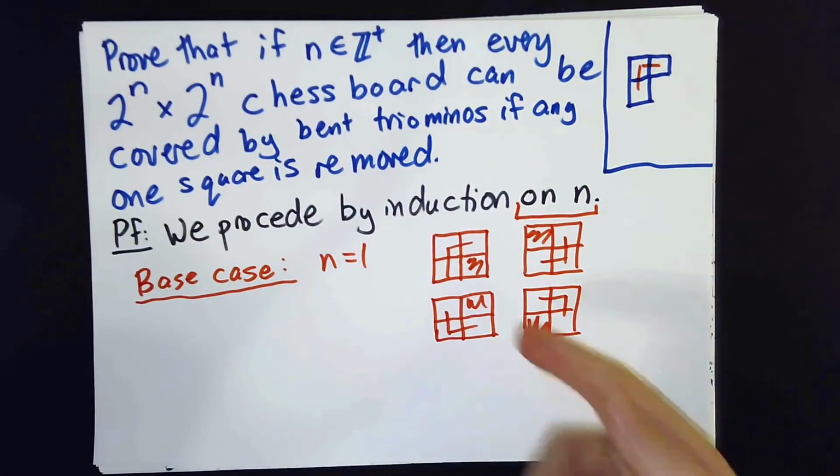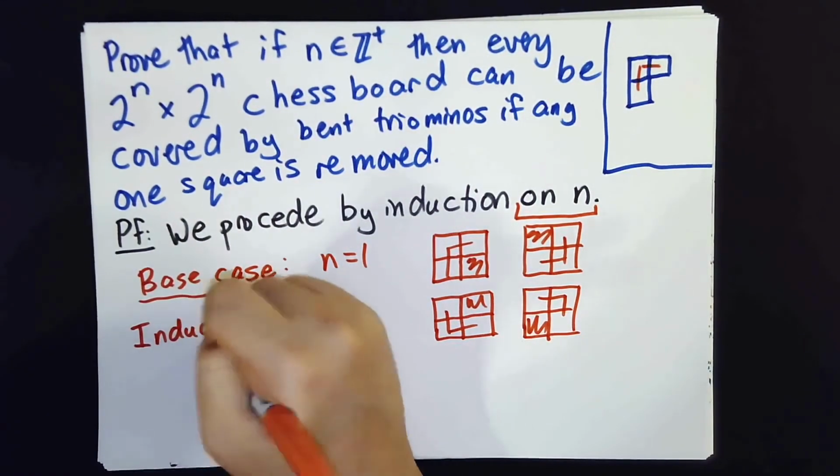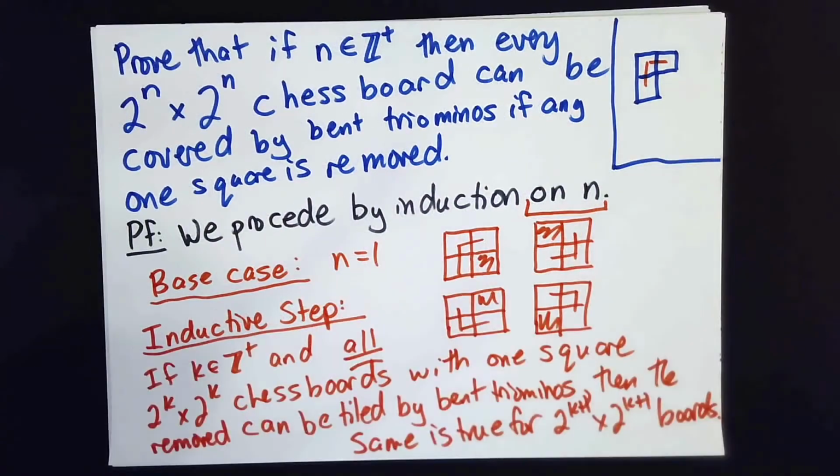Note, I definitely need to remove a square. If I didn't remove a square, well, there would be 4 squares to cover, and I can only cover them in sets of 3. That's definitely not going to happen. So this is what the inductive step says. If k is a positive integer, and it happens that I can tile all 2 to the k by 2 to the k chessboards with these bent triaminos, as long as I remove one square, then the same is true for 2 to the k plus 1 by 2 to the k plus 1 boards.